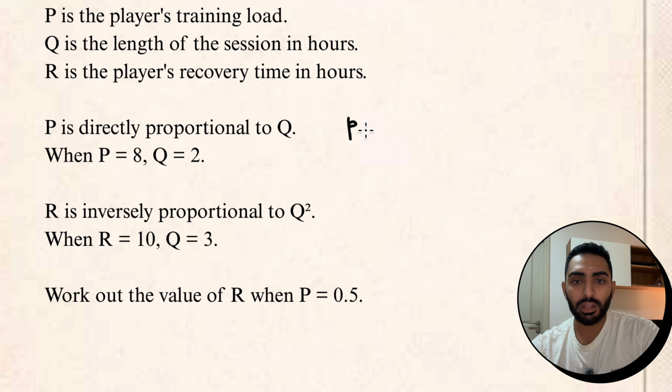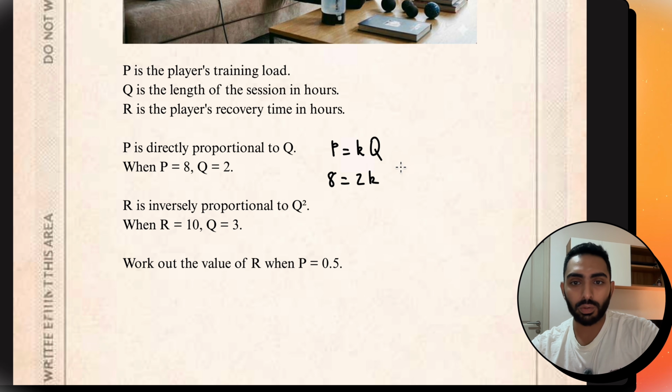P is directly proportional to Q. We can write P is equal to K multiplied by Q. So it's something multiplied by Q. We don't know what this K is, but it says when P is 8, Q is 2. So it's going to be 2 lots of K. And that means K would be equal to 4. And we can write that as an equation. P equals 4Q.